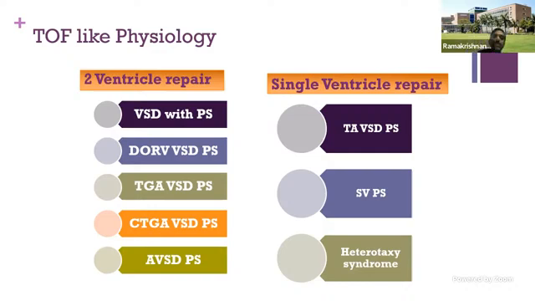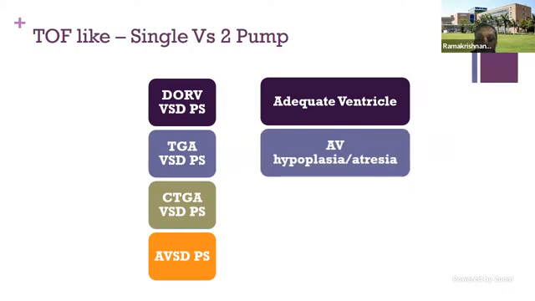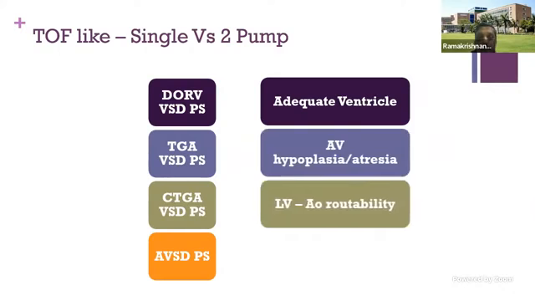So what determines whether a patient in these situations is suitable for a two ventricle repair or not? First of all, you have to have two adequate ventricles. If one ventricle is hypoplastic or one AV valve is hypoplastic, you can't go for surgery. With mitral atresia or anything like that, it cannot go. The most important key word is that whatever repair you do, you should be able to route the LV to the aorta.